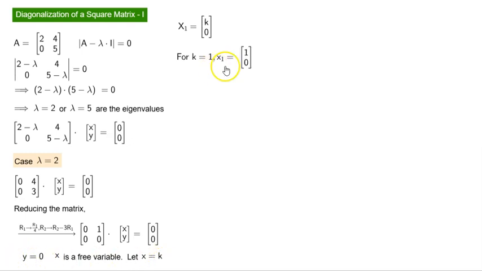For k equal to 1, remember capital X sub 1 is the set of all solutions, whereas smaller x sub 1 is one of the solutions: 1, 0. Now let's take lambda equal to 5. So 2 minus 5 is minus 3, 4, 0. 5 minus 5 is 0. So here again, rank is 1.